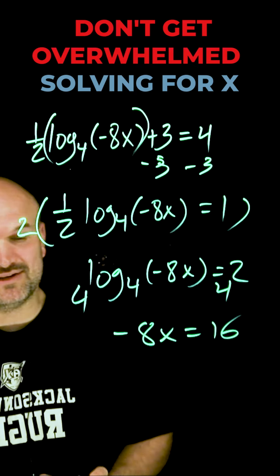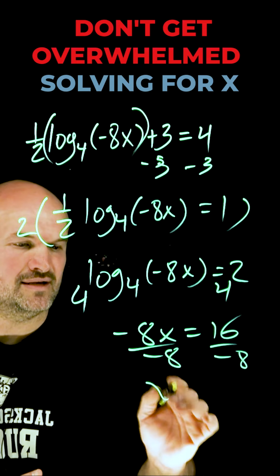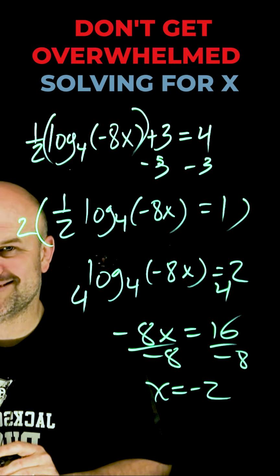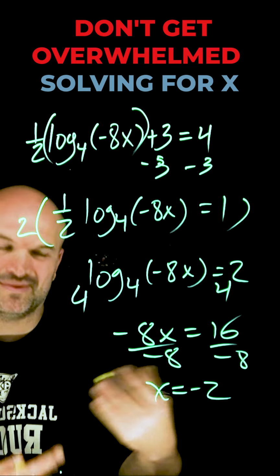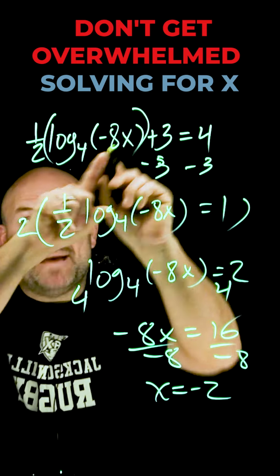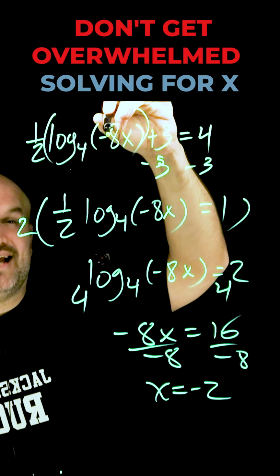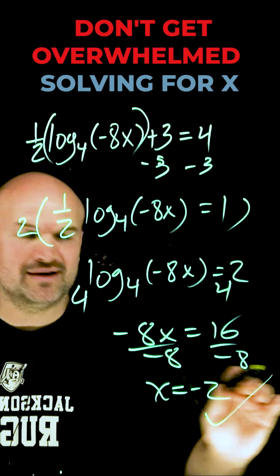And a lot of students will get confused here because they say, well, I understand to divide by negative 8, but now I'm going to get a negative answer. And Mr. McLogan, my teacher, said you can't take the logarithm of a negative answer. And your teacher is correct. However, when you plug negative 2 back into the logarithm, you see negative 8 times a negative 2 actually gives you a positive 16. So guess what? It checks out.